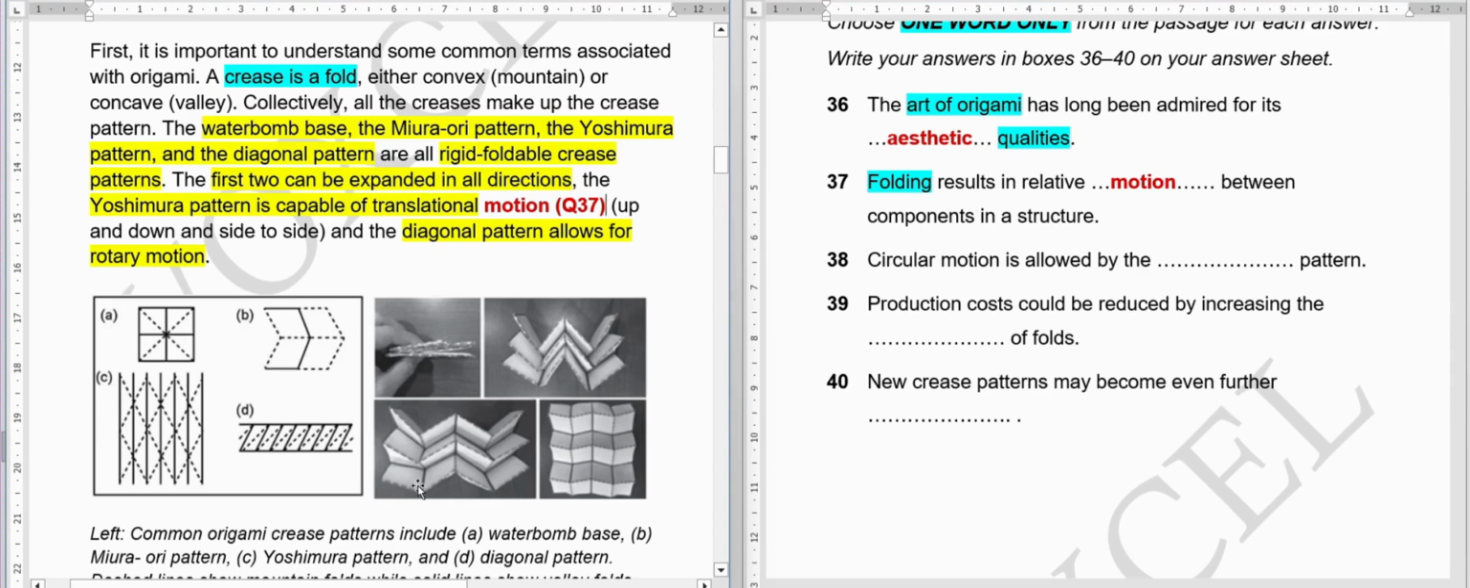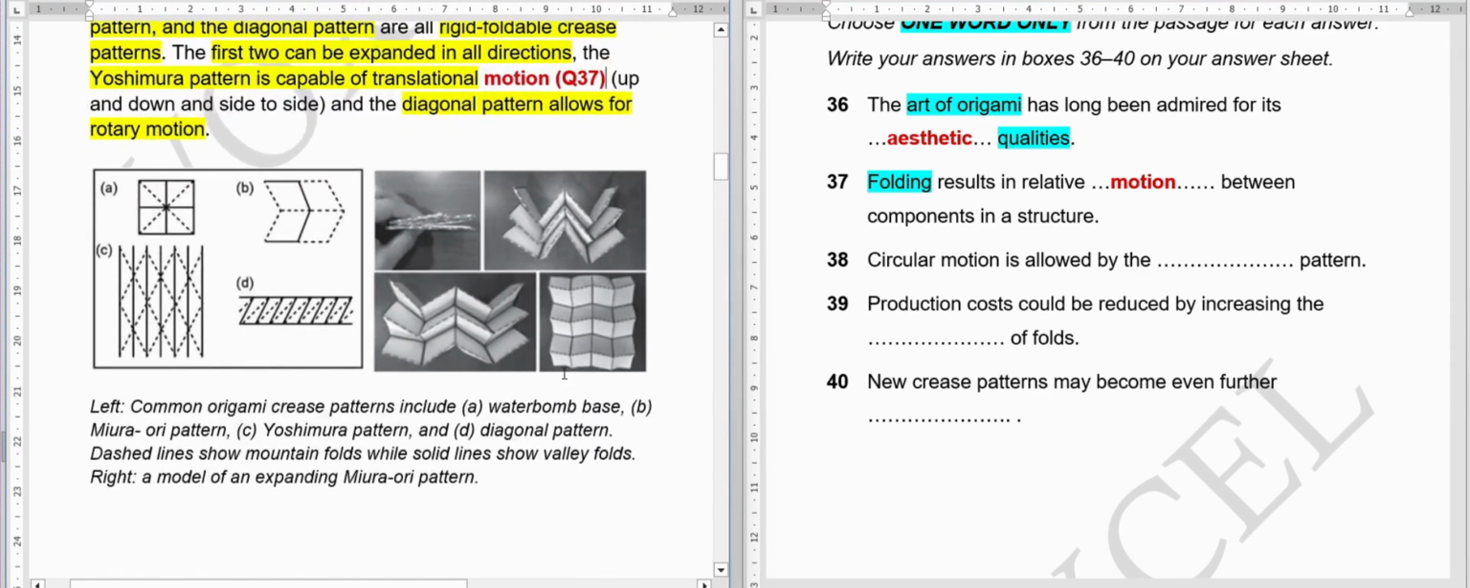So if you look at the diagram here, let me use my pen. Okay, so from this particular point to this particular point, that is your translational motion. So relative motion, folding results in relative motion here. I hope it is clear.